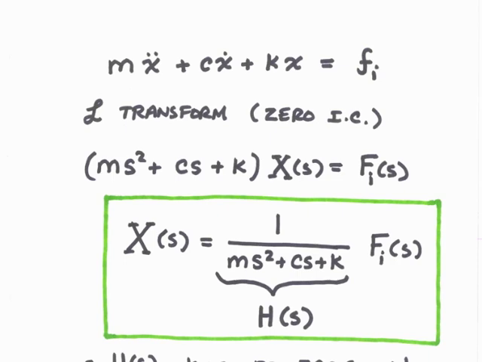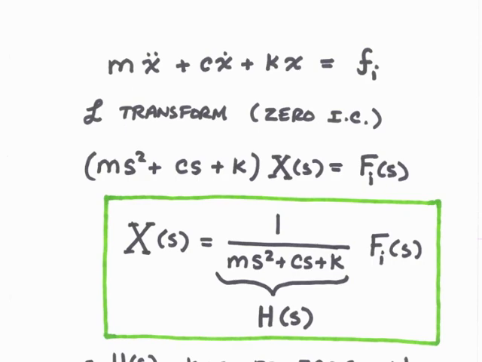This relationship is governed by the transfer function, which we label H of s, and which is 1 over ms squared plus cs plus k. This transfer function we'll see many times in this class, because the classical mass spring damper system is so common in engineering. So you should be very familiar with the transfer function 1 over ms squared plus cs plus k by the end of this course.